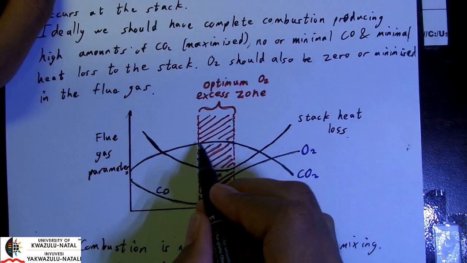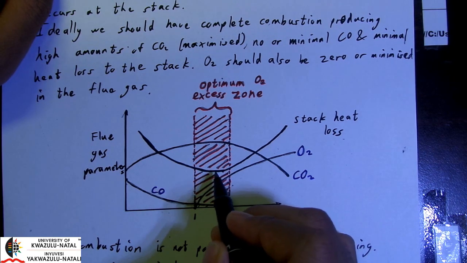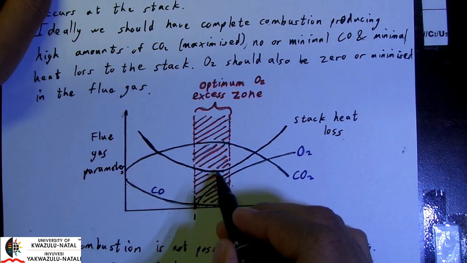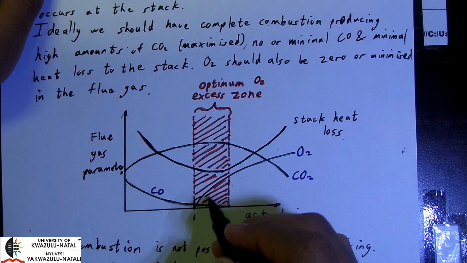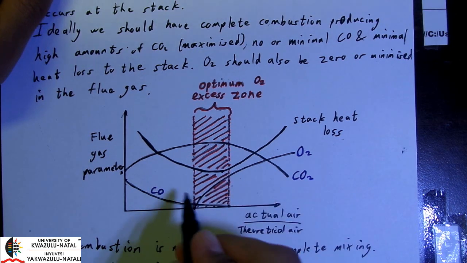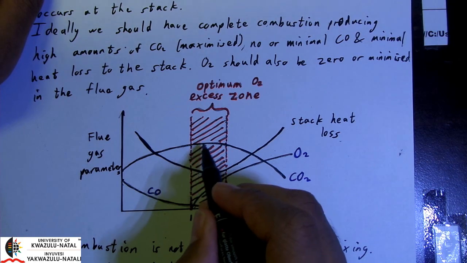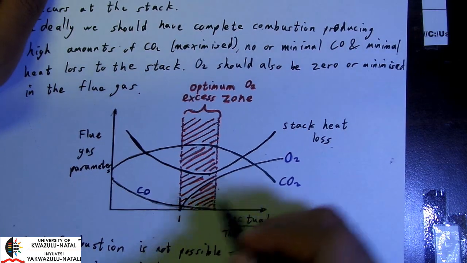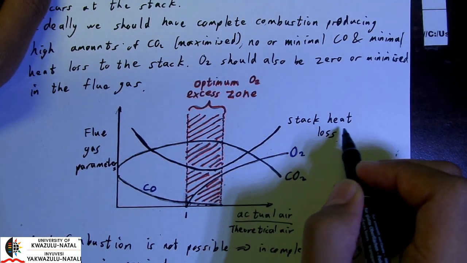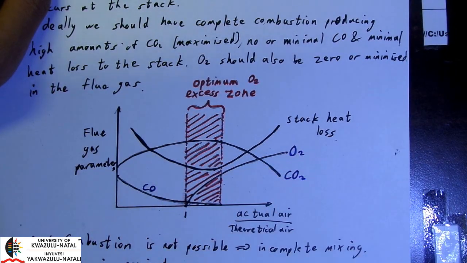Okay, and we note that in this range, we have minimal heat losses, whereas previously we had high heat losses. And of course, as we have more and more excess, we will have more and more oxygen coming out through the stack. We also have very minimal to no CO being formed, and we have a maximum of CO2 or carbon dioxide being formed. And note that as we go beyond this, our stack heat losses increase, our amount of oxygen would increase, and our amount of CO2 decreases.